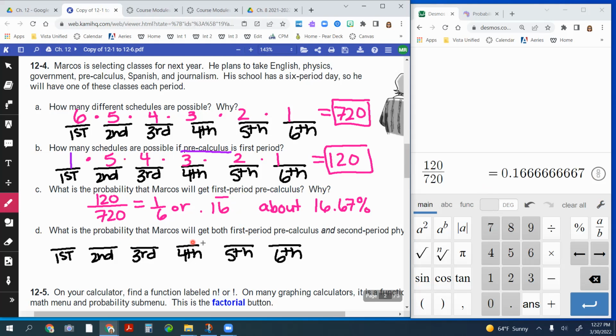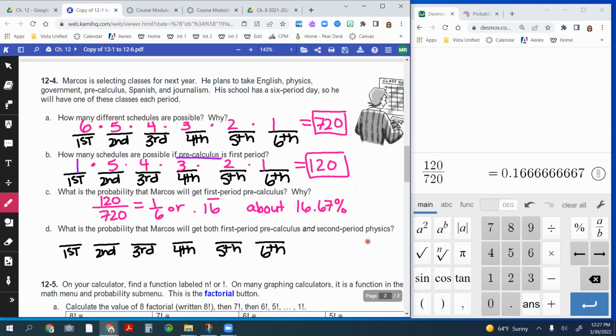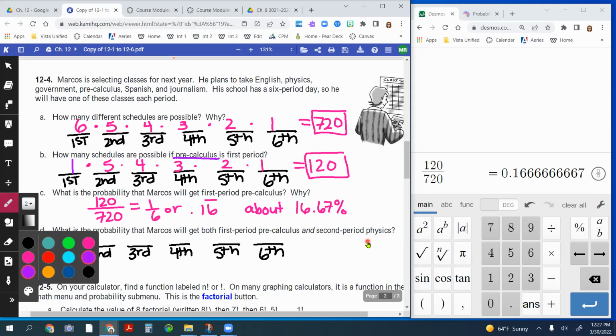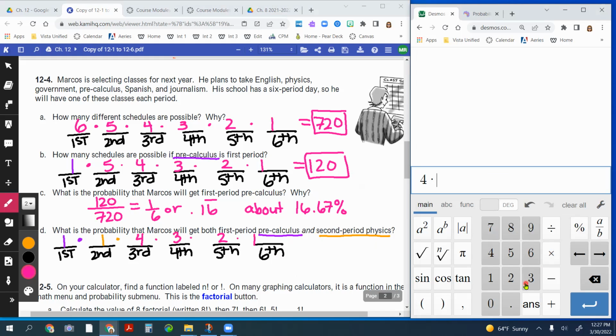Now, what is the probability that Marcus will get both first period pre-calc and second period physics? So for this one, first period pre-calc, one way for that to happen. Second period physics, one way for that to happen. Now that we've done that, we have 2 classes out of 6 gone. So now I'm going to have 4, and then 3, and then 2, and then 1. So I am basically going to do 4 times 3 times 2, which is 24 different schedules.